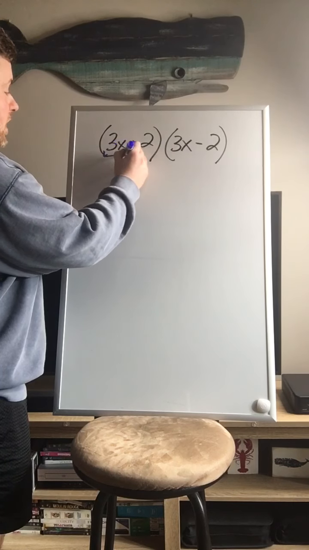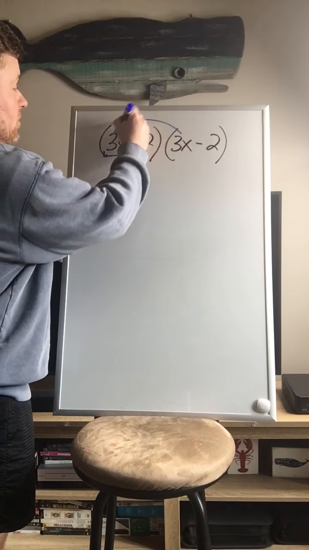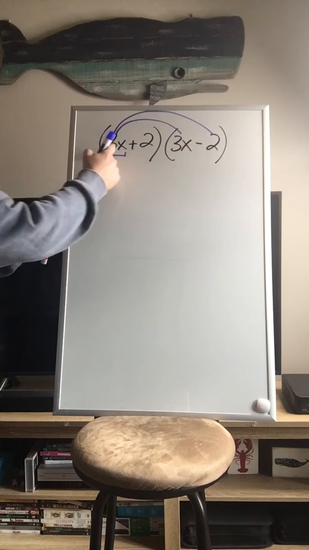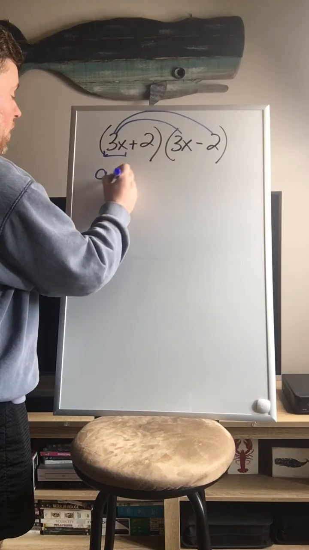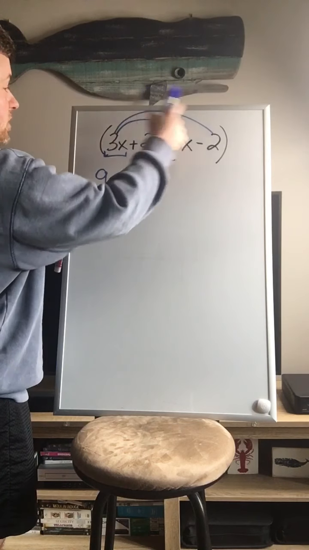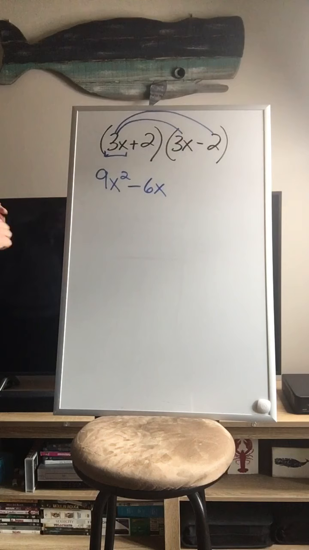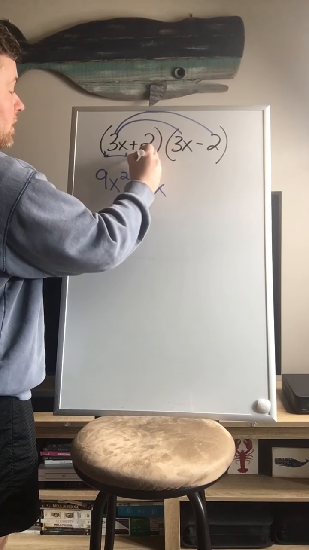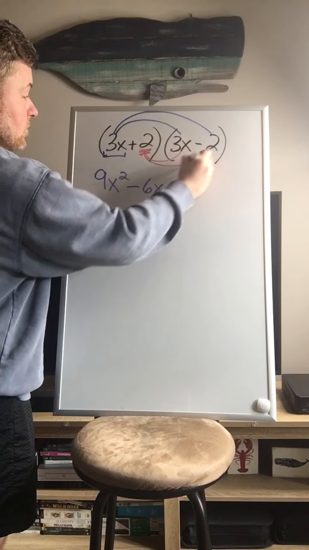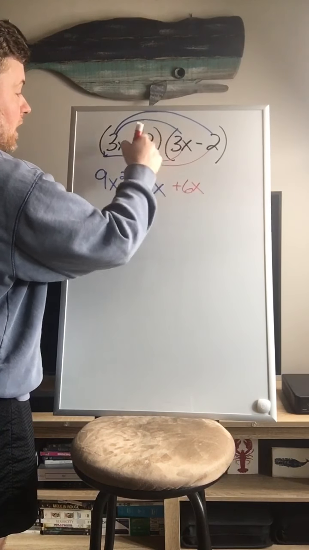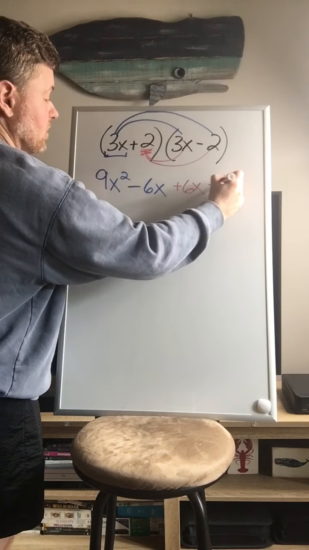So when you do 3x and you multiply it by 3x and you multiply it by minus 2, 3x times 3x is 9x squared. And then 3x times minus 2 is minus 6x. And now you take the 2 and you distribute that. So 2 times 3x is positive 6x. And 2 times minus 2 is minus 4.